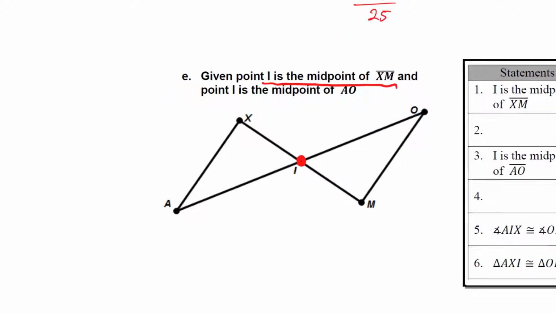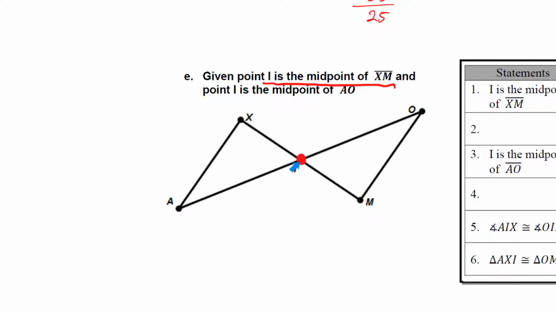So let's think about what that tells us on here. I is exactly halfway between X and M, so I cuts XM exactly in half. So what does it tell me about this piece and this piece right here? They're congruent. So I know that this piece is congruent to this piece right here.